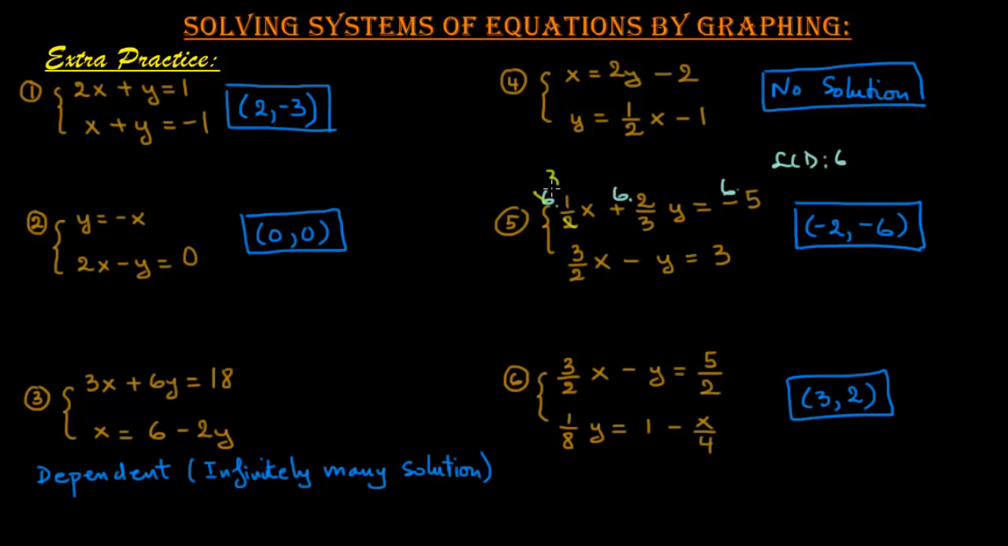So 2 goes into 6 three times, so that will give me 3x. And 3 goes into 6 two times, 2 times 2 gives me 4y. And 6 times negative 5 is negative 30. Okay, the LCD on the second equation is 2 because you have only one denominator, which is 2. So multiply everything by 2. Okay, so the 2 and 2 will cancel out, giving me 3x minus 4y equal to 6.